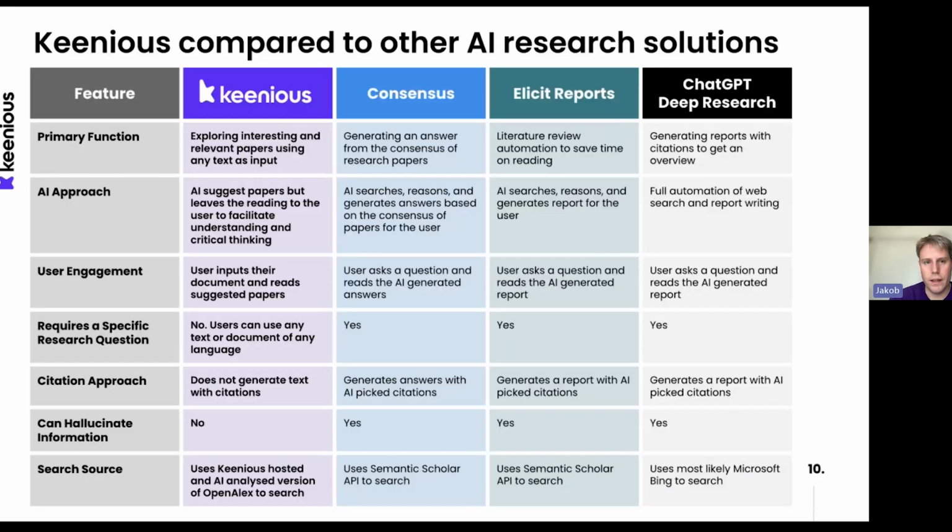Just to compare Keenious to a lot of the other tools out there, oftentimes what I really focus on here is whether the tool can hallucinate information. Currently, Keenious, you'll see here it says no, and that's because it's all anchored in the data set. A lot of the other tools might hallucinate, you know, they actually do the work for you, generating an answer or automating some of the work or generating a report.